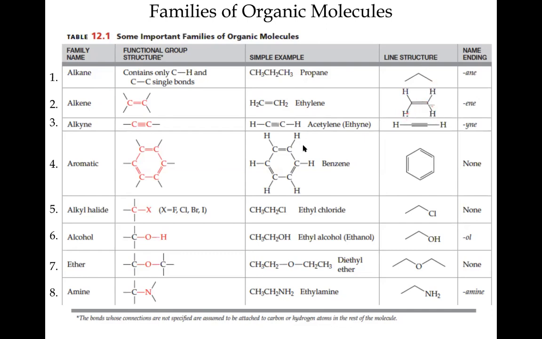The third family is alkyne. So we have alkane, alkene, alkyne. Alkane, single bond, alkene, double bond, alkyne, triple bond. So acetylene or ethyne is a carbon-carbon triple bond. And again, the suffix is -yne. And this is the skeletal structure.